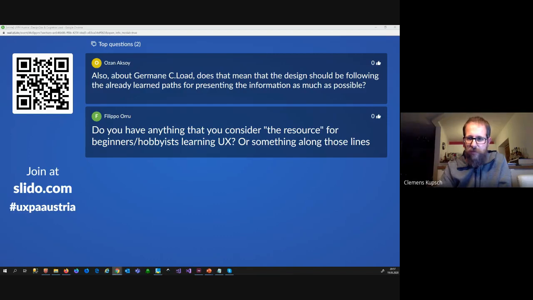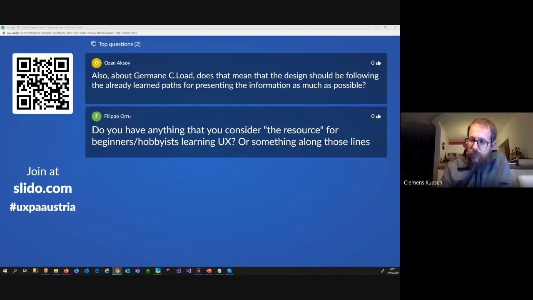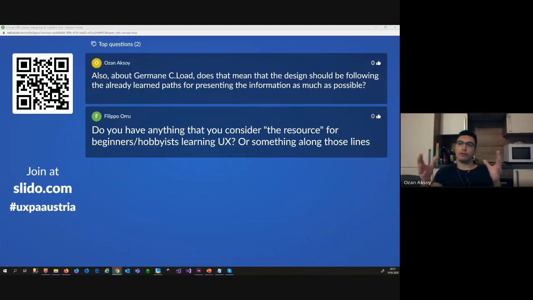Can I maybe add something on this one? Yeah, please. What I meant was something like, let's say if you are a Windows user, you have a way of using the frame or the command. So this is already learned, so that you don't really think and do. Absolutely. So that's what I meant with this germane load kind of. Is that what it is?